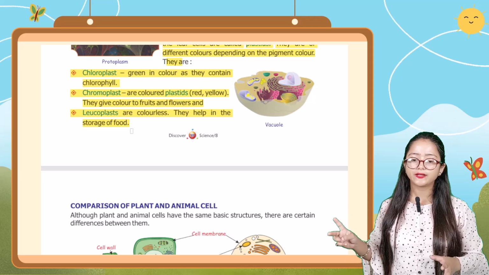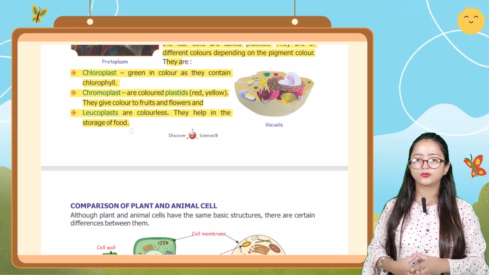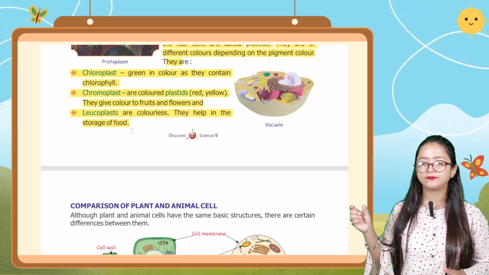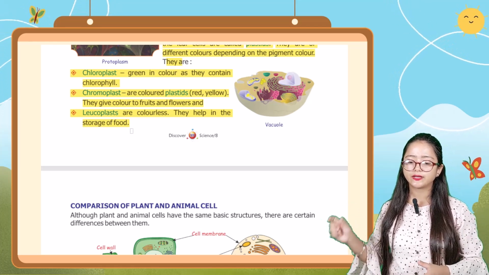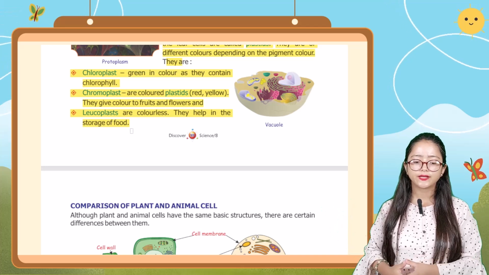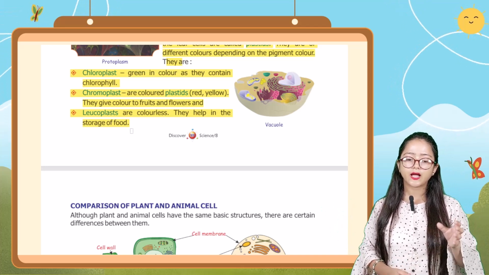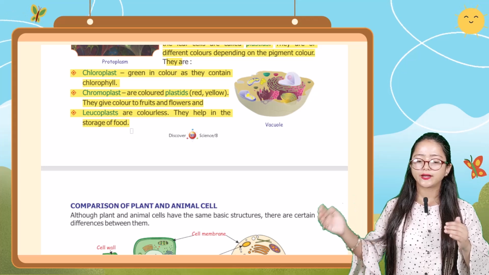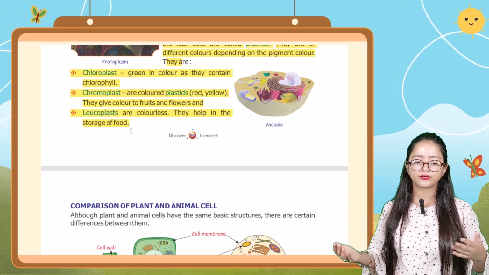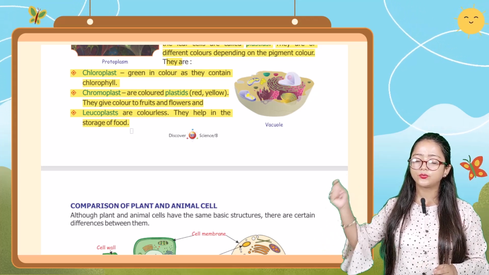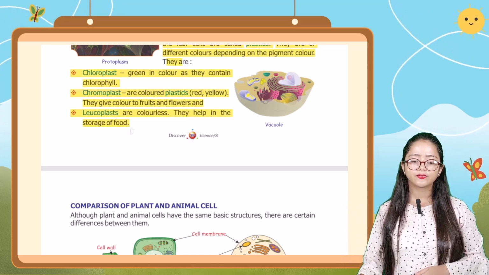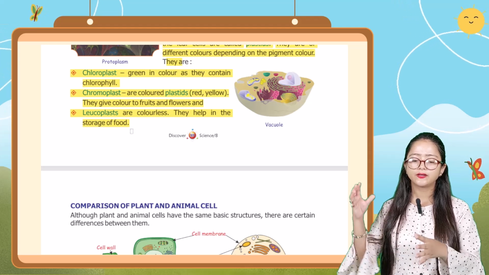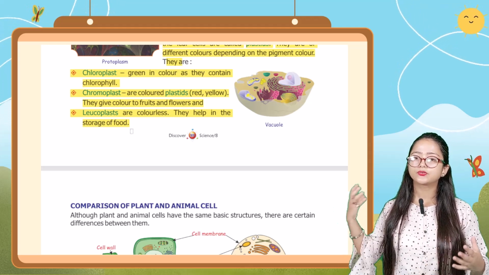So the different pigment colors: chloroplasts are green in color as they contain chlorophyll. Basically the leaves which are green in color contain this chloroplast. Next one, chromoplasts. Chromoplasts are colored plastids, they can be red or yellow. They give color to fruits and flowers. Next one, leucoplasts. Leucoplasts are colorless, and they help in the storage of food.